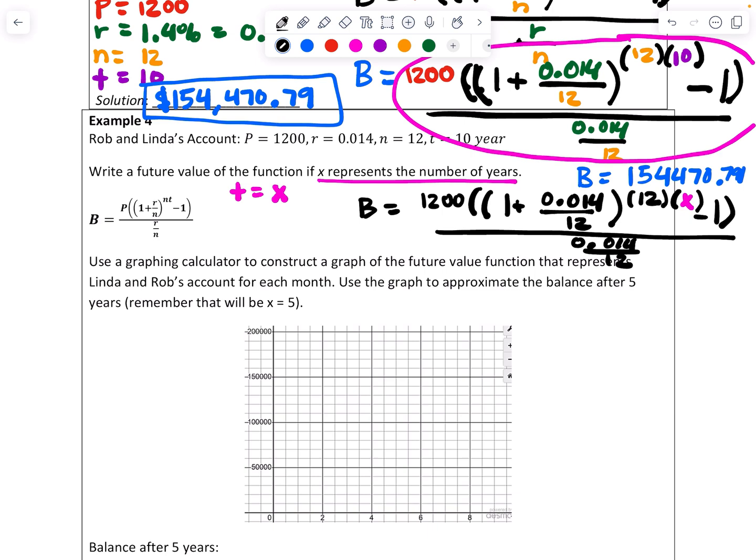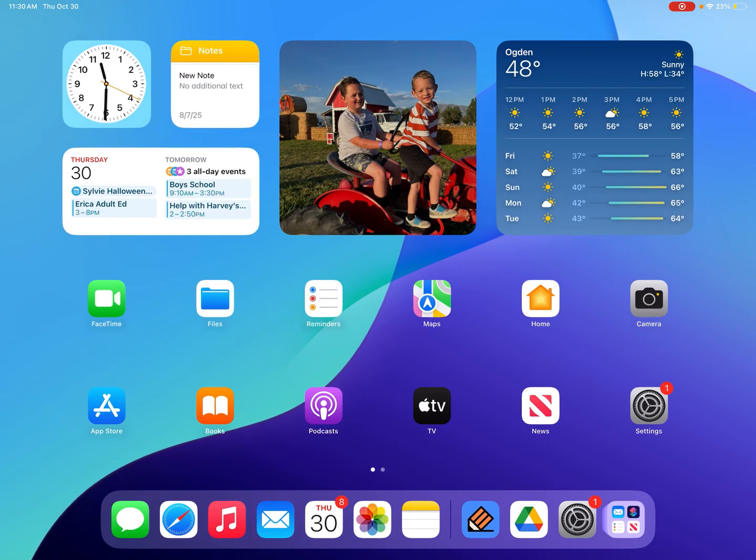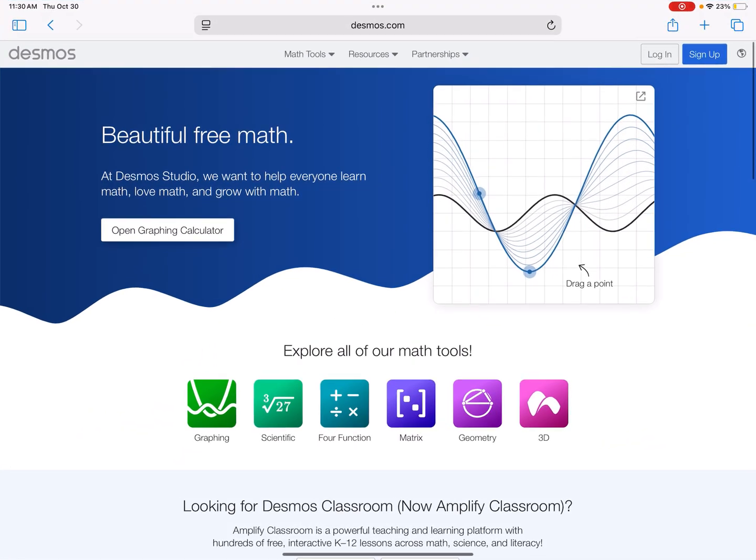Okay, now what I'm going to do is I'm going to use a graphing calculator. I'm going to type that equation right there into my graphing calculator to see a graph of the future value. So I'm going to go to Desmos. You can go to Desmos too if you want, or you can just watch. So let's see. I just typed in desmos.com, and then I want to open the graphing calculator.